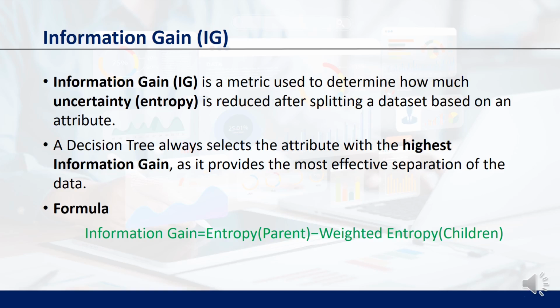Suppose the parent node has high entropy. We try to split the data using income. After the split, the child nodes become much purer. Therefore, the weighted entropy of the children becomes lower. The difference between the parent entropy and the weighted child entropy is the information gain. Therefore, higher information gain means a better split. The decision tree evaluates several attributes. It selects the attribute that provides the highest information gain when using the information gain criterion.